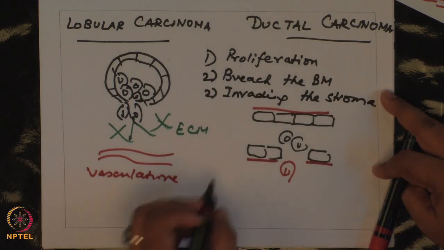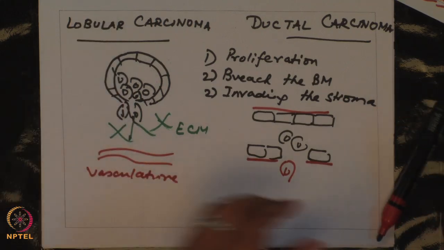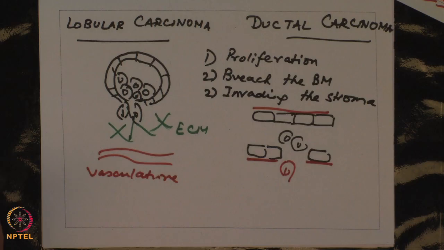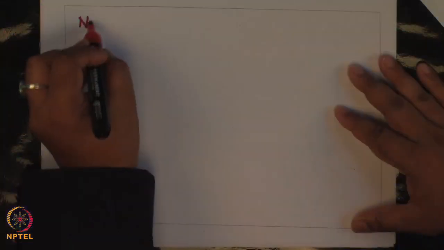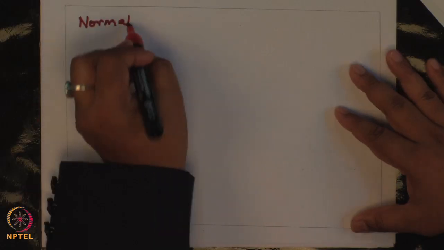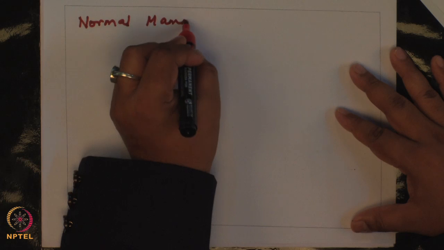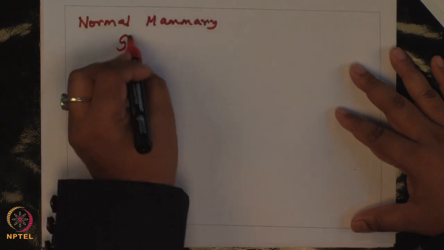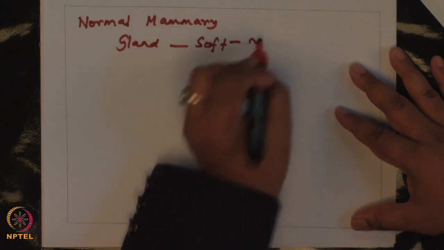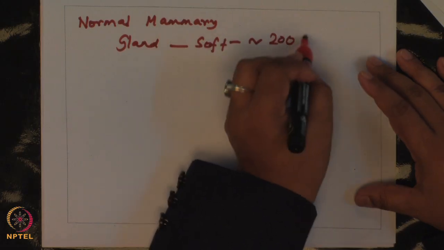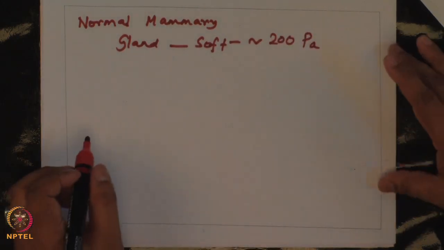Okay. So, this is the picture that you have. You have two different kinds of cancer. Now, if you look at how the properties of the tissue in and around the tumor get perturbed. So, normal mammary gland is very soft, it is of the order of 200 pascals in stiffness.